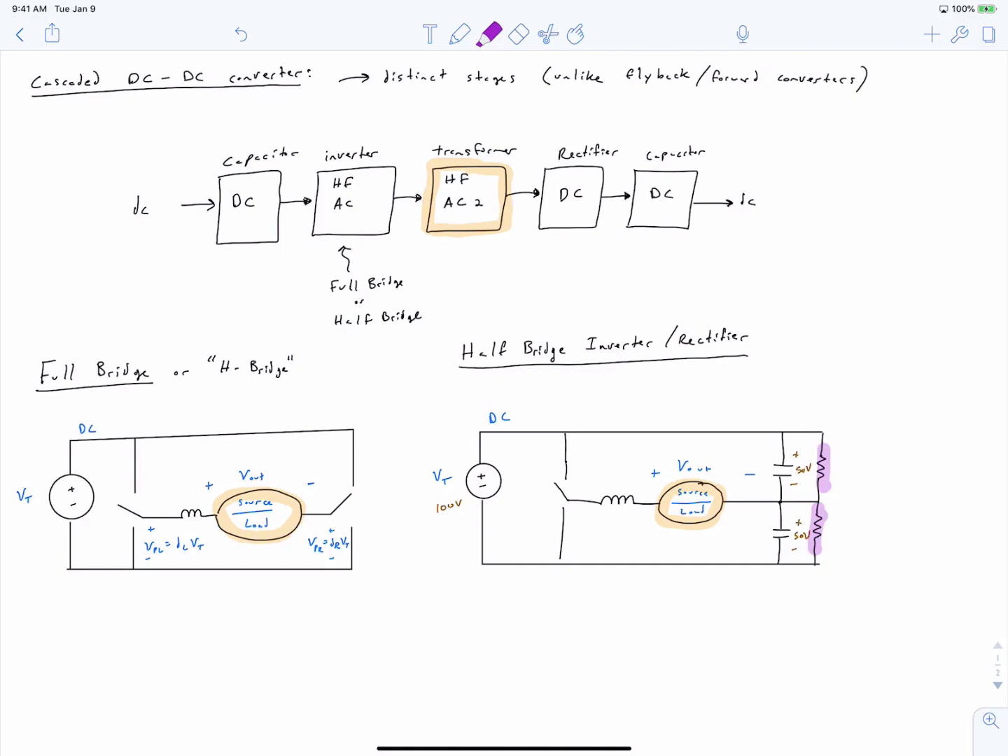So under DC conditions, the capacitors appear as an open circuit. So if you had some kind of DC offset in the current waveform, you would end up having your voltage no longer have this 50-50 split. And so the resistors help compensate for that.